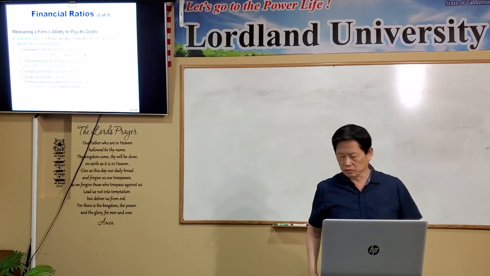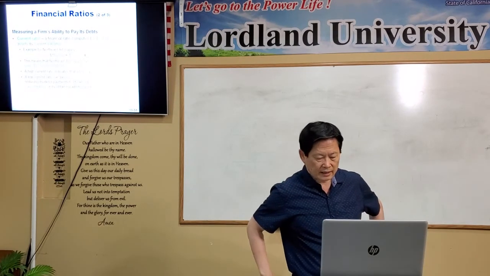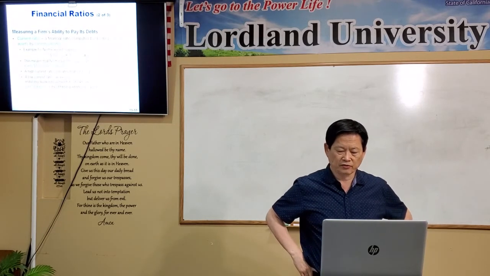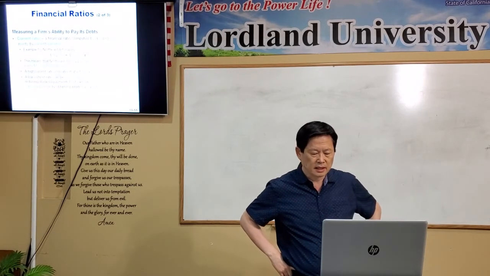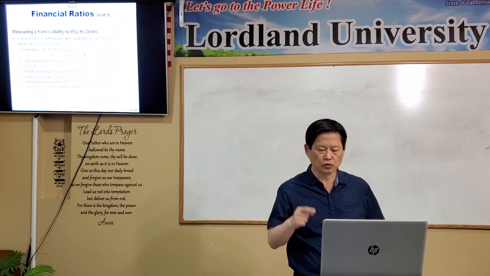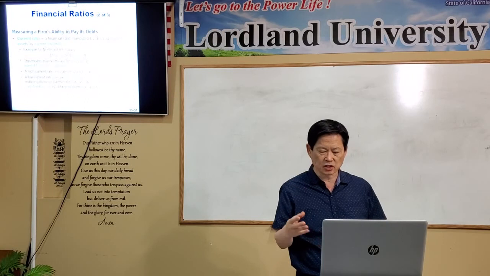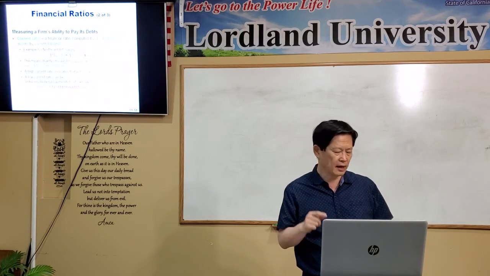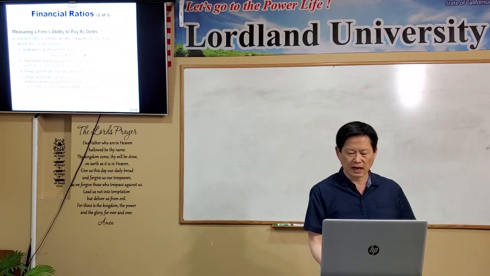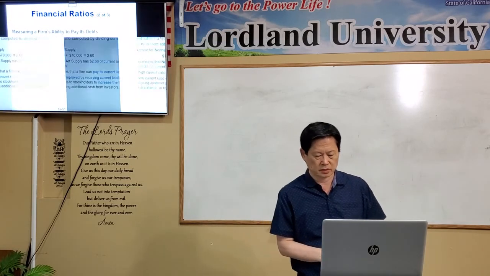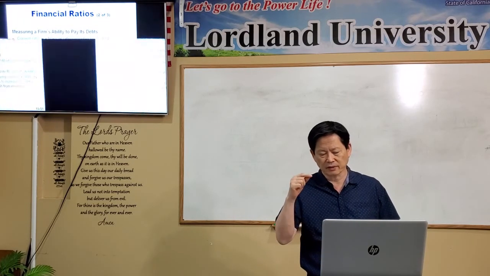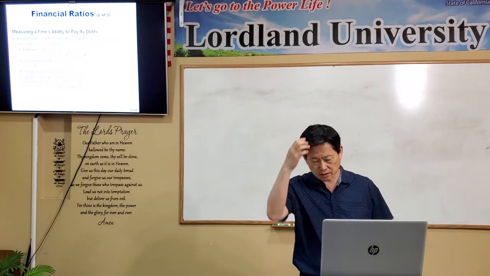For example, Northwest Arctic Supply's current ratio is 2.6. What does it mean? It means that Northwest Arctic Supply Company has $2.60 of current assets for every $1 of current liabilities. A higher current ratio indicates that a firm can pay its current liabilities.